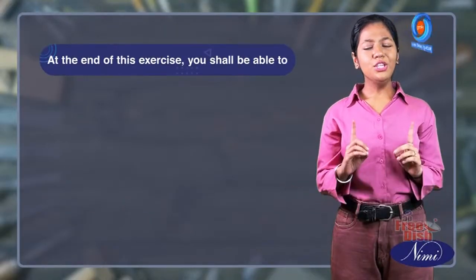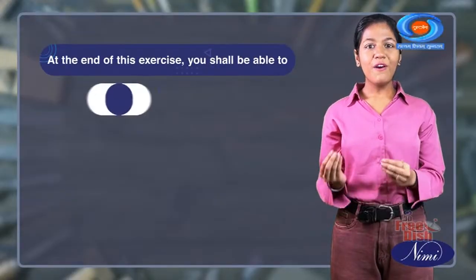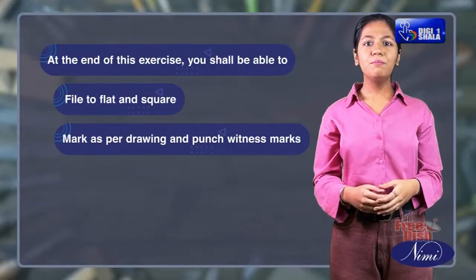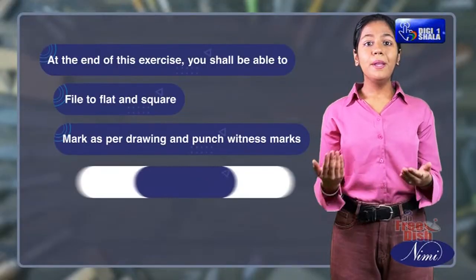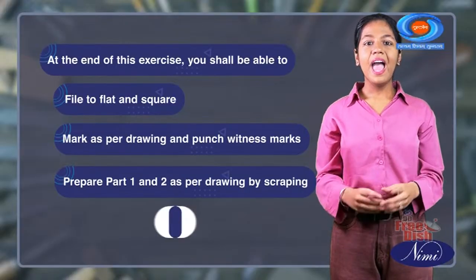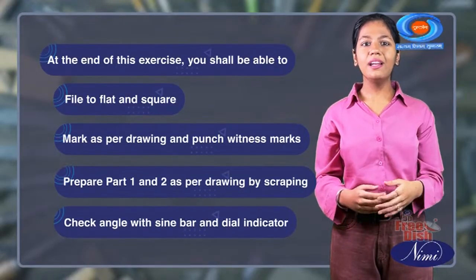surface. At the end of this exercise, you shall be able to file to flat and square, mark as per drawing and punch witness marks, prepare part 1 and part 2 as per drawing by scraping, and check angle with sine bar and dial indicator.